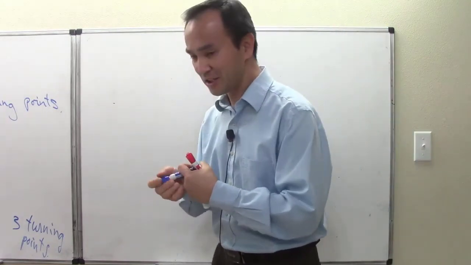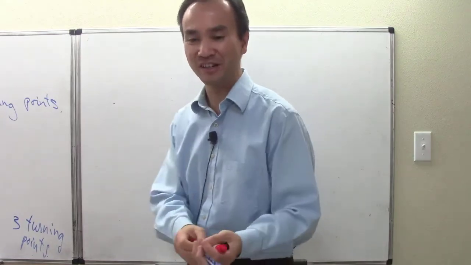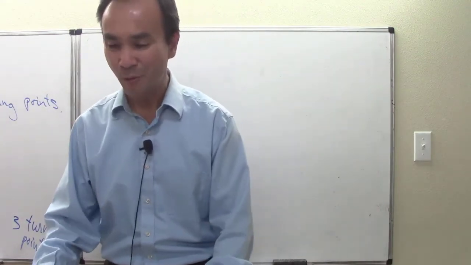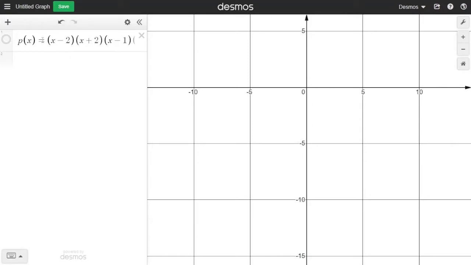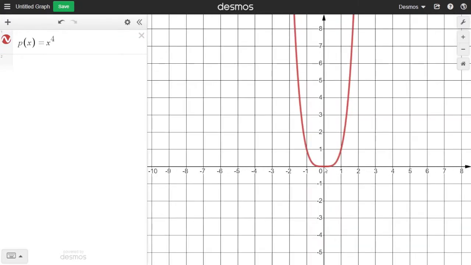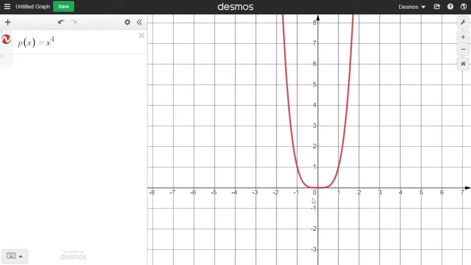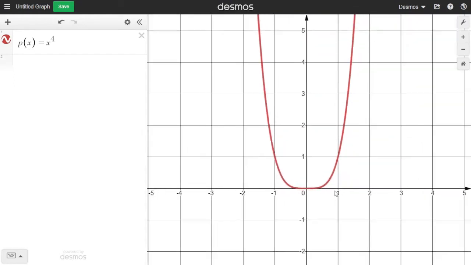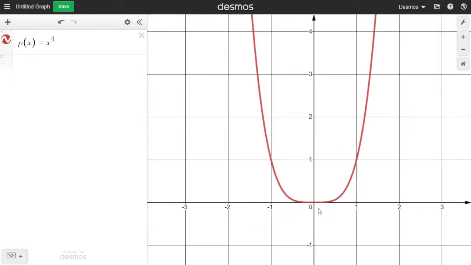This time, allow me to hop right into Desmos first, and I'm going to come up with a different one. With a different one in Desmos right here, how about simply x to the fourth? This is clearly a fourth degree polynomial again. Let's see the graph. This time the graph for this fourth degree polynomial has only one turning point. Only one turning point. And the graph here was x to the fourth.